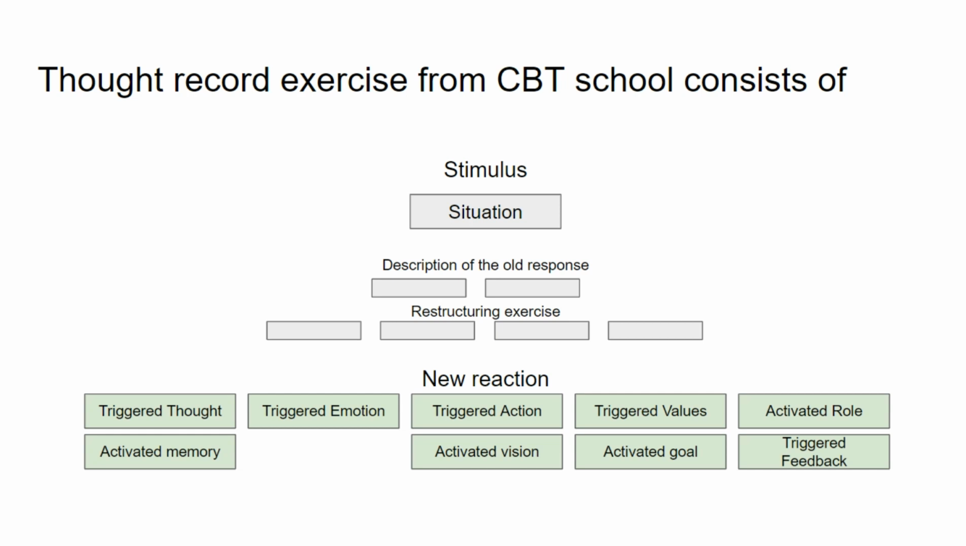So for this old situation, this old stimulus, what do I really want to be triggered automatically? I want these thoughts to be triggered. I want these emotions to be triggered. I want these actions to be triggered. I want these values to be triggered. I want this role to be triggered. I want these memories to be activated and triggered. I potentially also want this vision to be triggered, this goal to be triggered. And I also want to get a feedback. When all these things are triggered, I want to give myself a cookie and say, yes, very good.